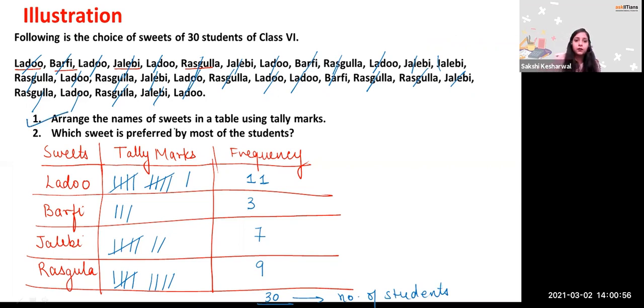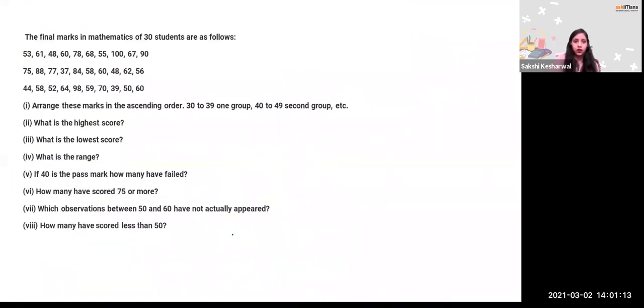So arrange the names of the sweets in the tally marks. I did it. Which sweet is preferred by most of the students? Which sweet do the maximum students like? It's laddu. So your answer is laddu, right? So I think this much is clear.